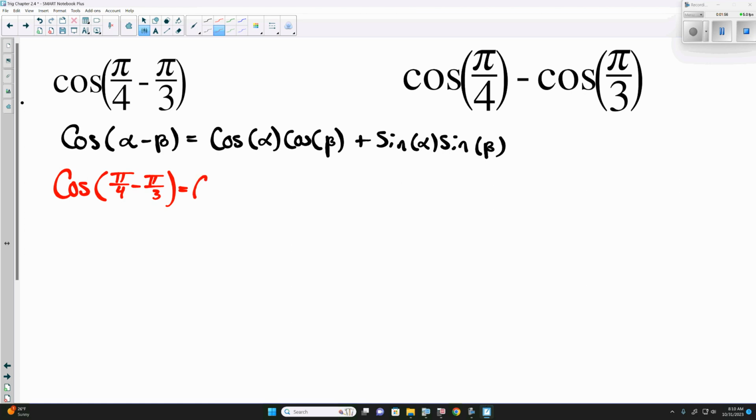We just fill it in accordingly. It says cosine of alpha, so we'd have cosine of pi over 4, cosine of beta, cosine of pi over 3, plus. Instead of sine of alpha, we'd have sine of pi over 4. Sine of beta would be sine of pi over 3. And this will give us the same value as if we took cosine of pi over 4 minus pi over 3.